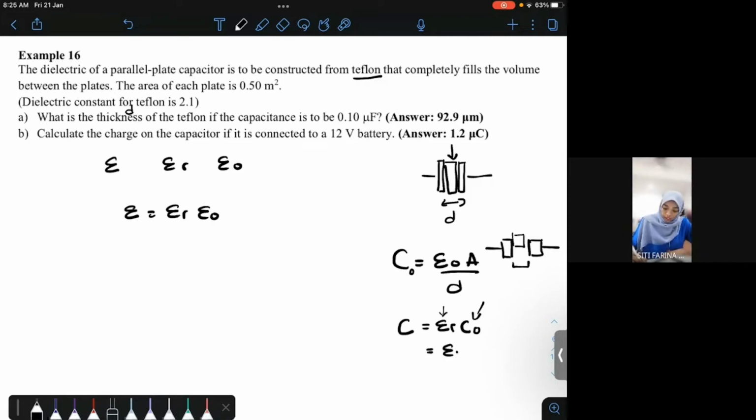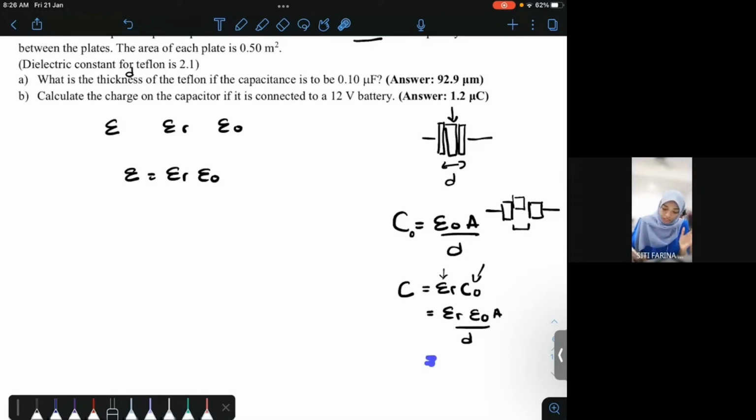Okay, so kalau kita kembangkan equation ni, C0 adalah epsilon naught A over D. So when you fill your gap with dielectric, your capacitance changes menjadi C yang baru. At this particular point, the amount of the charge that you can store is going to increase sebab capacitance kamu lebih besar. Tadi dengan air, epsilon naught A over D. Sekarang, epsilon naught A over D ni didarabkan lagi dengan epsilon R. So nilai akan jadi lagi besar. So when you insert dielectric, you're going to increase the value of the capacitance. Okay, nilai capacitance kamu akan lebih besar.